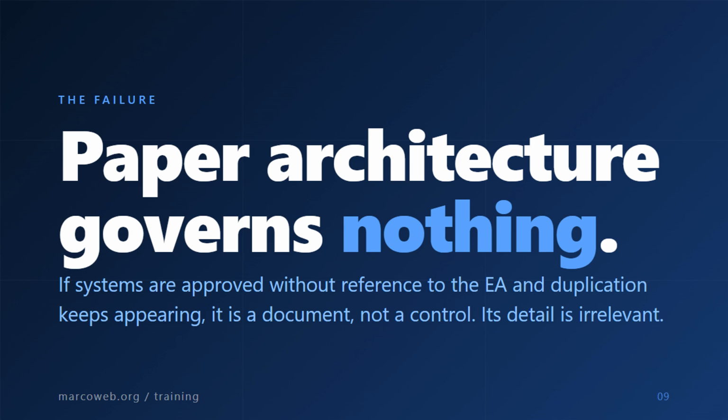Now the common failure, an architecture that exists but decides nothing. If new systems are approved without reference to the enterprise architecture, and duplication keeps appearing, the architecture is a document, not a control. Its detail and its elegance are irrelevant. What matters is whether investment decisions actually pass through it.